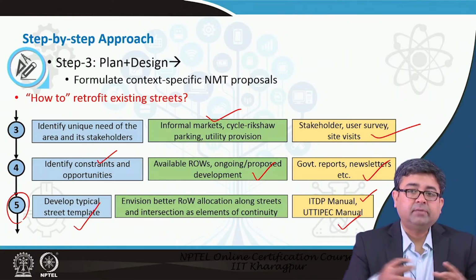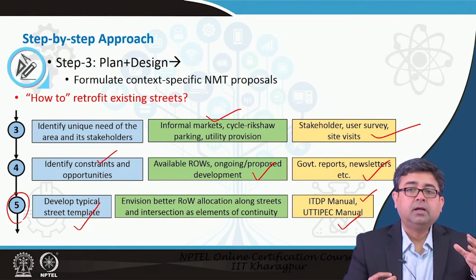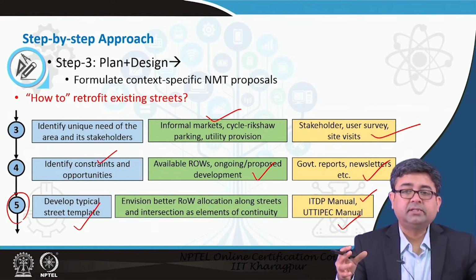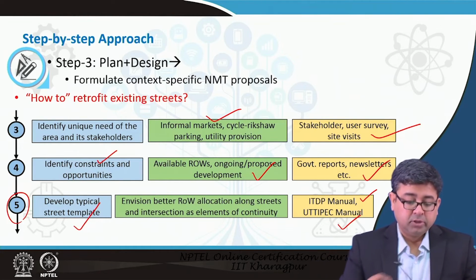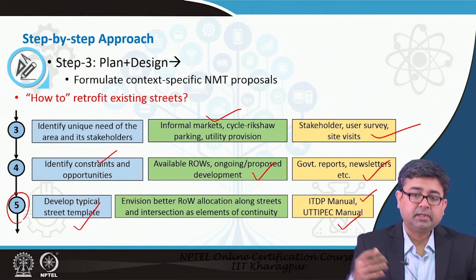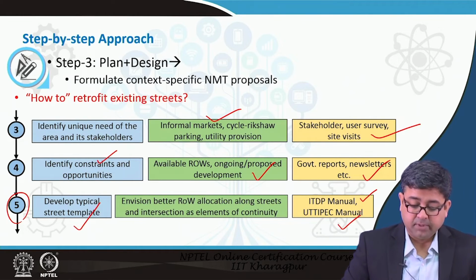The entire street may have multiple interventions. It may not be just one intervention that you are working towards. It may be a cycle track, it may be a zebra crossing, it may be a pedestrian signal, it may be multiple things along that street that you want to do. So, you have to have an idea, you have to have a clear picture once you know all the other 4 steps that you have completed.